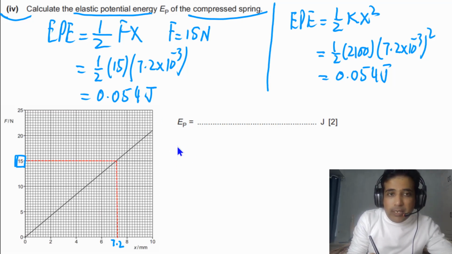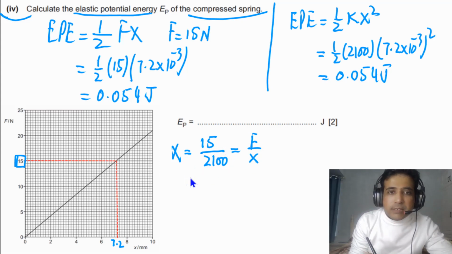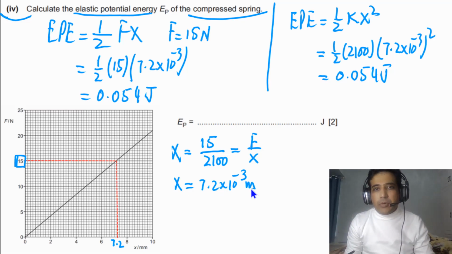And the value of x you can also find using the formula. For example, if you need to find the value of x when the force is 15 newtons, you can divide by the value of k. k is equal to 2100, and you can also find the value of x. So this is another way to calculate the value of x if you don't want to use the graph. You can find the value of x and your answer should be close to 7.2 times 10 to the minus 3. So this is the value of x in meters. So this is how you can answer this type of problem. I hope this question is clear to you.